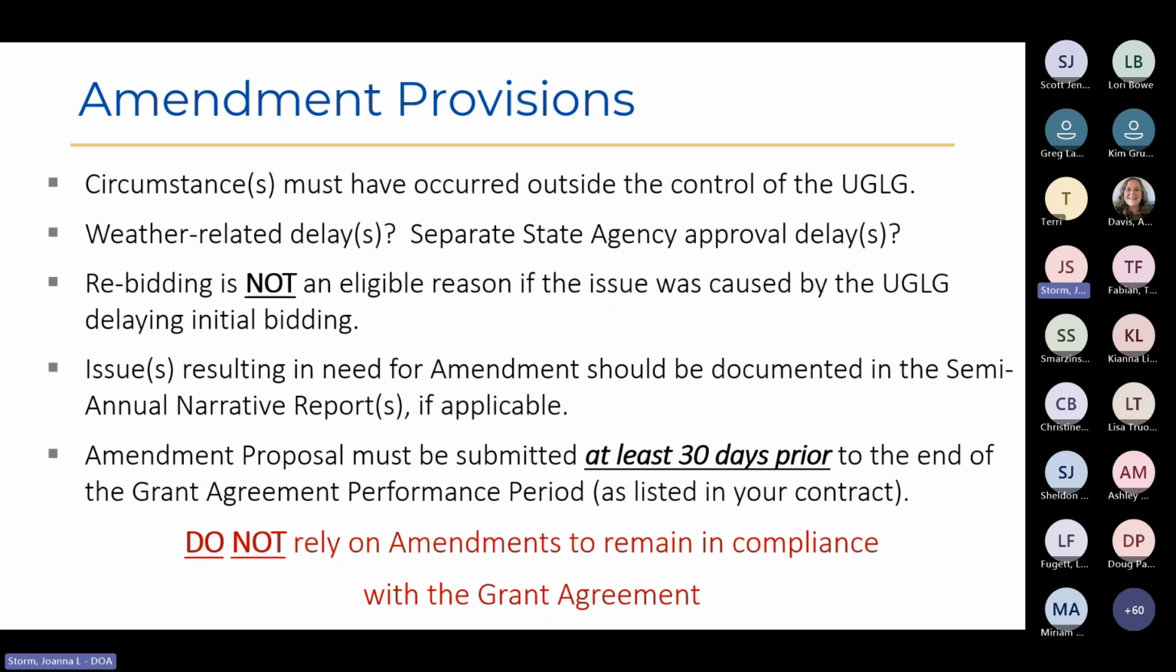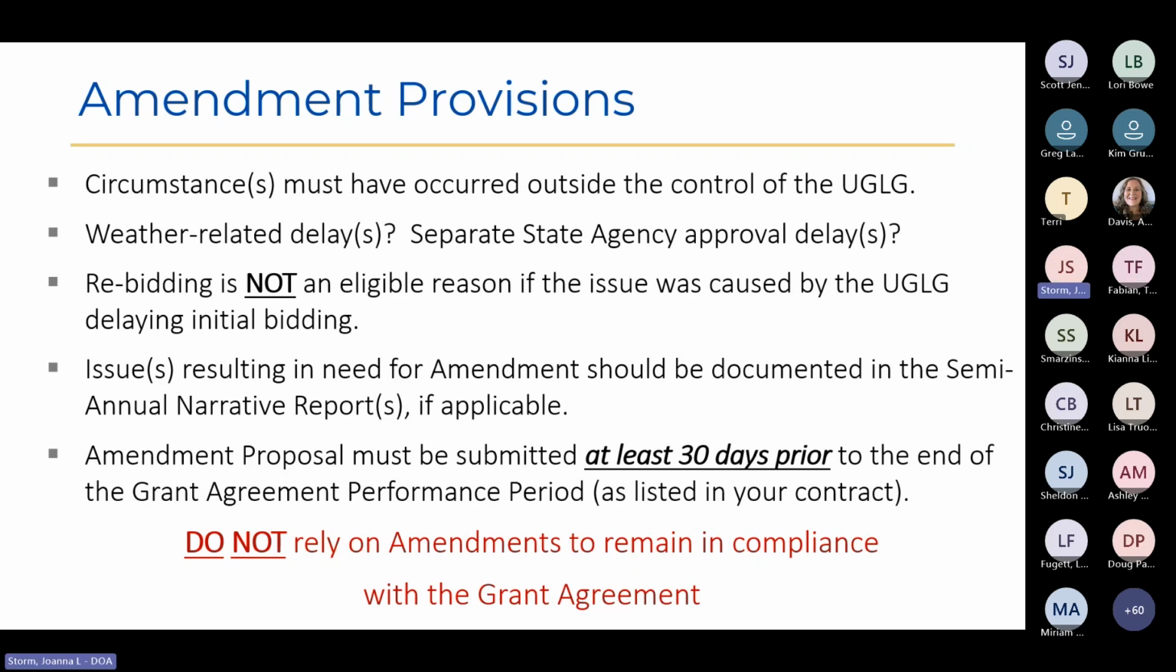We want to highlight for you just briefly the amendment provisions in the hopefully unlikely event you need an amendment. Any circumstances that arise, you must be able to show that they have occurred outside the control of you as the grantee or the UGLUG. Quite often, these might be weather-related delays, and or they may apply to separate state agencies, other agencies from which you may be receiving funding for the project that may have encountered other approval delays.